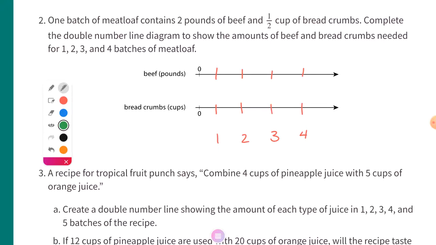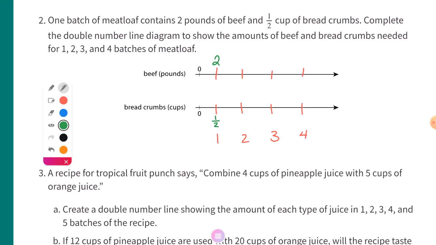Up here. Beef and breadcrumbs, number 2. What's my first batch? Tick marks. Okay, so breadcrumbs is 1/2. What's my beef? Two. Yep, so it'd be 2 and 1/2 should be lined up.